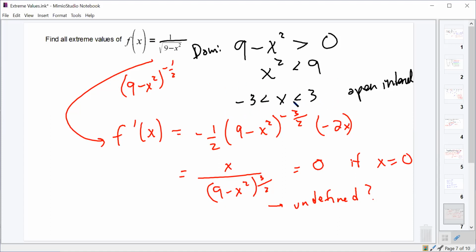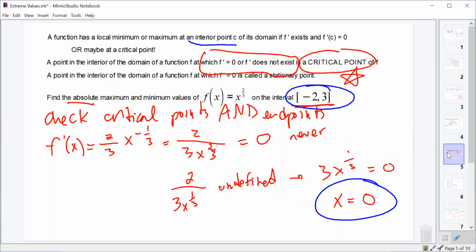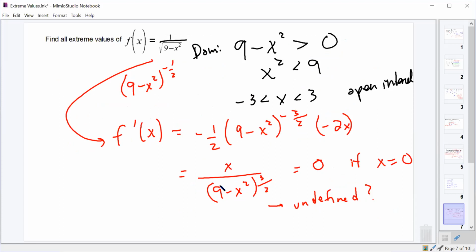No. And so we can't have a critical value at a point that is not in the domain of our original function. If we go back here, a function has a local minimum or maximum at an interior point c of its domain. Well, those points that we just found, 3 and negative 3 for this denominator, are not in our domain. So we'll say this is undefined never on the open interval from negative 3 to 3. So our only critical value is x equals 0, and x equals 0 should either be an absolute max or an absolute min, most likely.